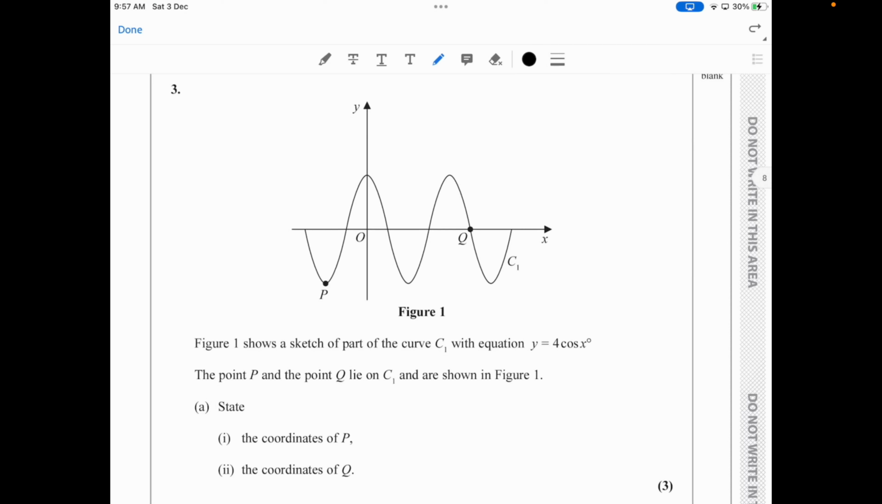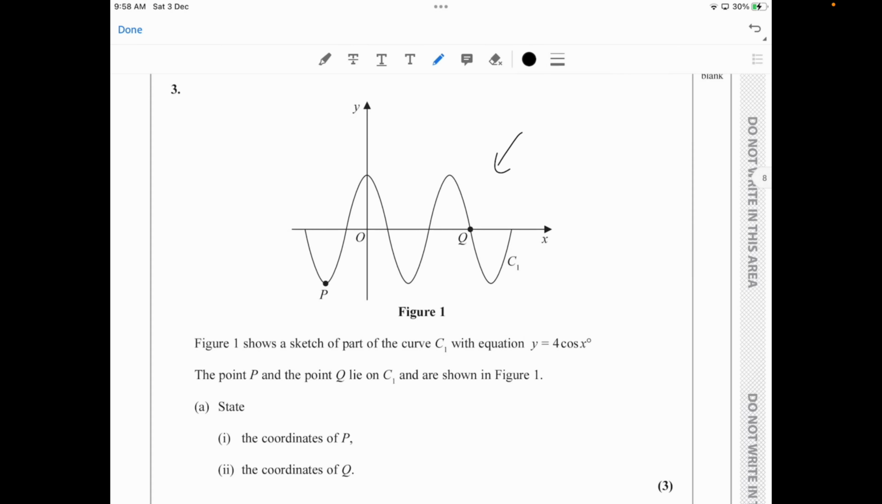So question 3 states that figure 1 shows a sketch of part of the curve C1 with equation y equals 4 cos of x. The point P and the point Q lie on C1 and are shown in figure 1. So we can see that there's a diagram here. State the coordinates of P and state the coordinates of Q. Now this question is for roughly about 3 marks.